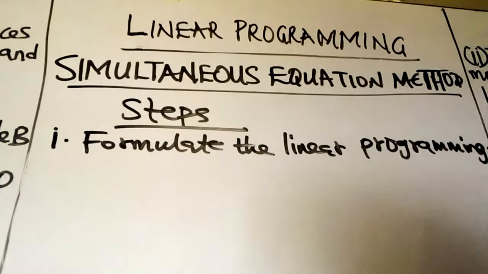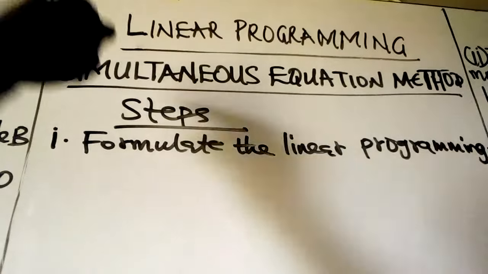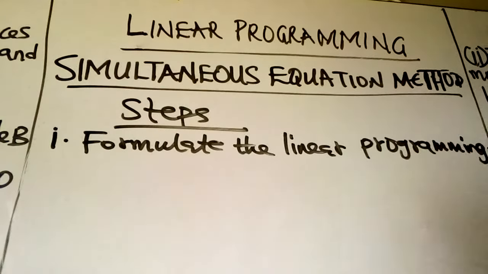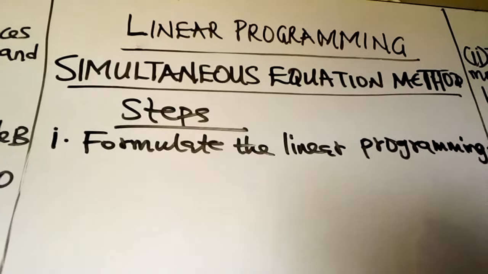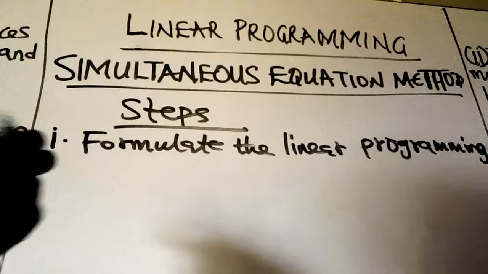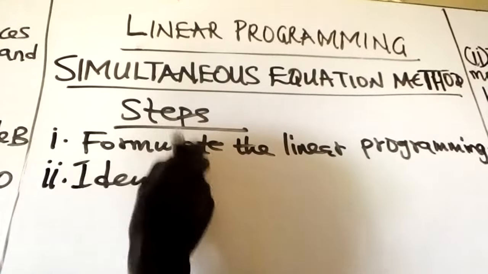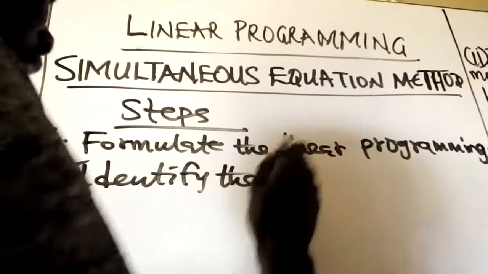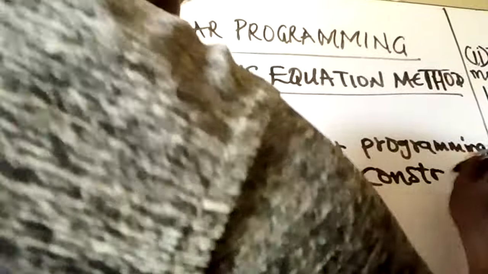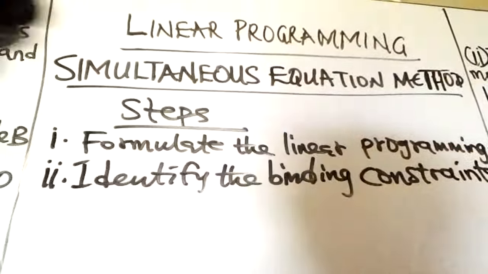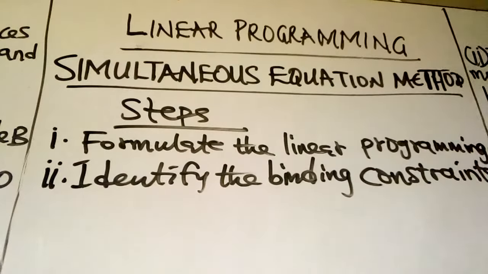We are on the fifth step now, solving the linear programming. So we want to use the simultaneous equation method now. The first step using simultaneous equations is to formulate the linear programming. Then step 2 is to identify the binding constraints. Identify the binding constraints. That is the second step.